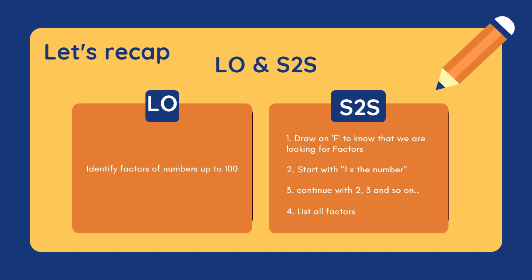So let's quickly recap our LO for today. Today we identify factors of numbers up to 100, and to do that we have to follow our step-to-step method. The first one is we are going to draw an F to know that we are looking for factors, and then we're going to start with 1 times the number, then continue with 2, 3, and so on, and as the answer we're going to list all of the factors.